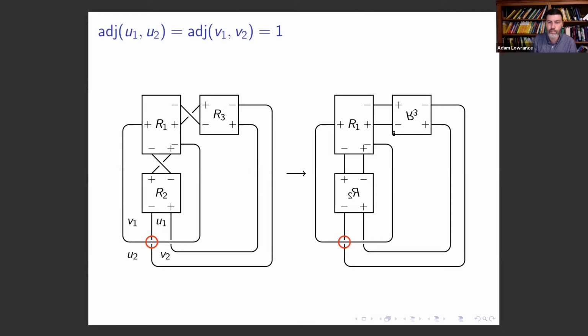you can cancel them. And the red circle down there is again the almost alternating circle. And so this gives an almost alternating diagram of the same link with fewer crossings. So if both of them are 1, then you can reduce the number of crossings. And you just repeat doing that so that you're never in the case of both of them being 1.